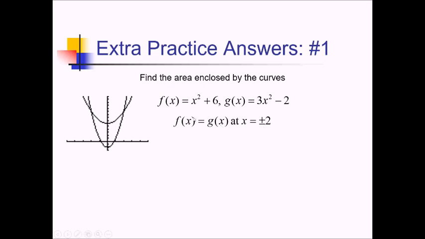So then to find the area between these curves, we're going to do the integral from negative 2 to positive 2 of, and now we have to do top minus bottom if we want to avoid using absolute value. This top function here was f, the one that had the y-intercept of 6. The bottom function was g. So we're going to do f minus g of x dx and plug that in the calculator.